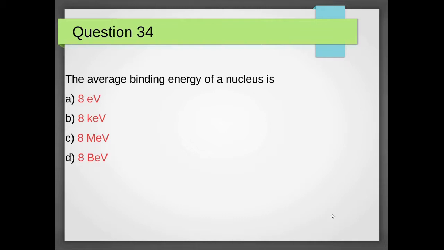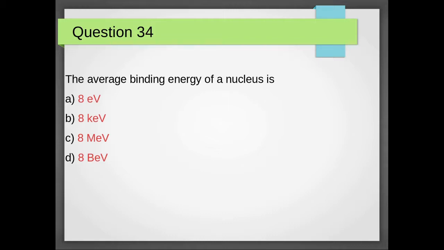Question 34. The average binding energy of a nucleus is: A, 8 electron volts; B, 8 kilo electron volts; C, 8 mega electron volts; D, 8 GeV. Now obviously option D is possibly not an answer because the units do not make sense. So the options have to be one among A, B or C.